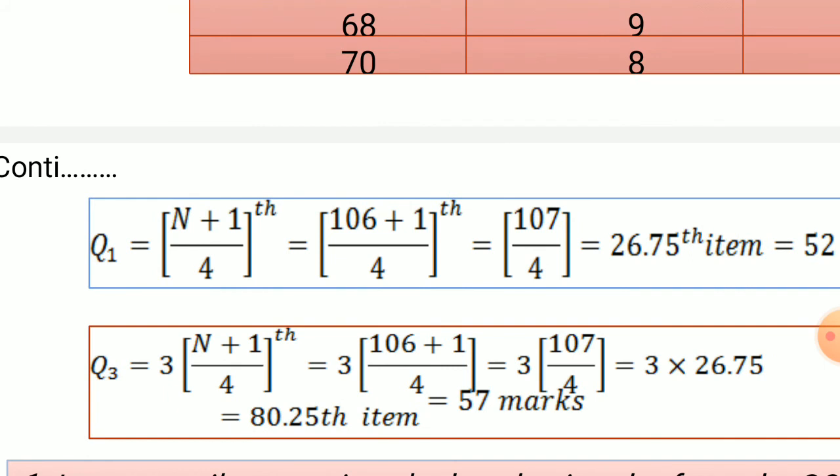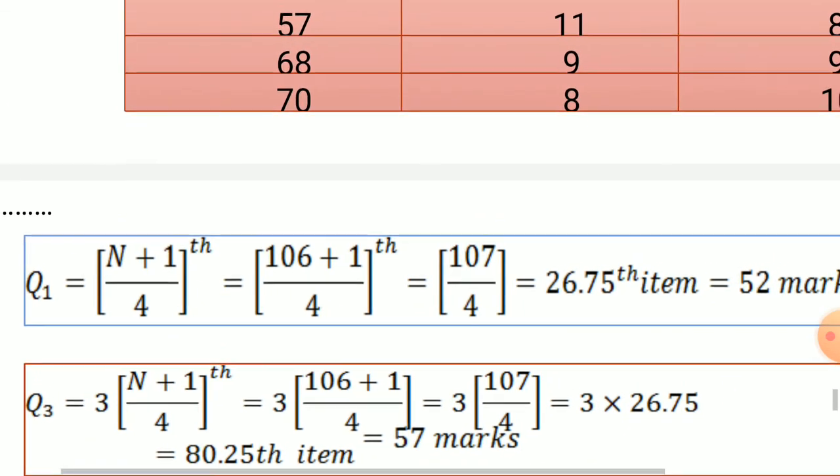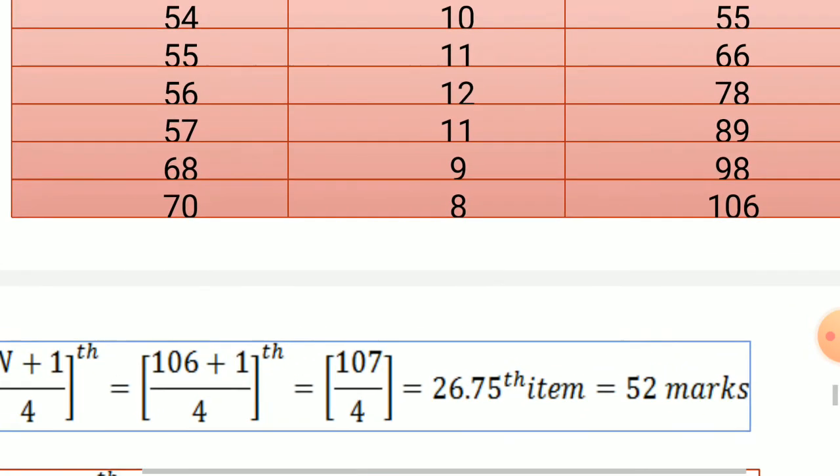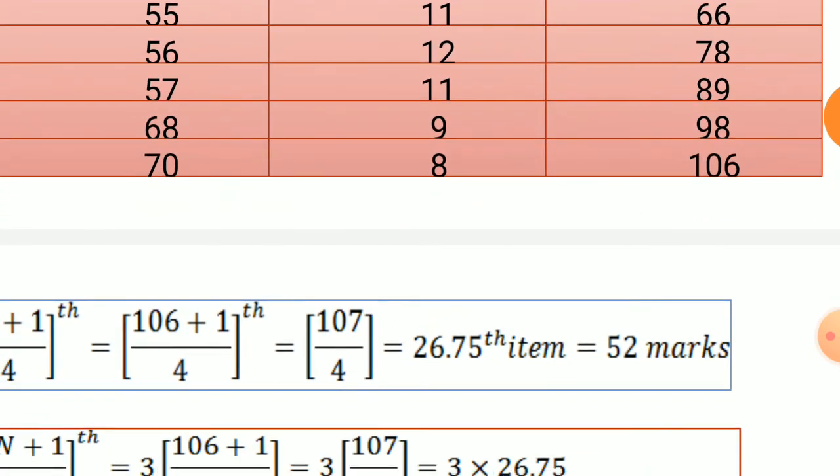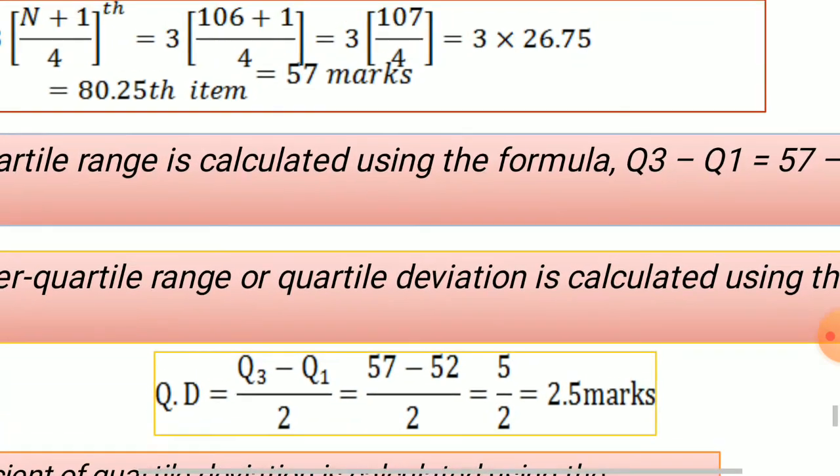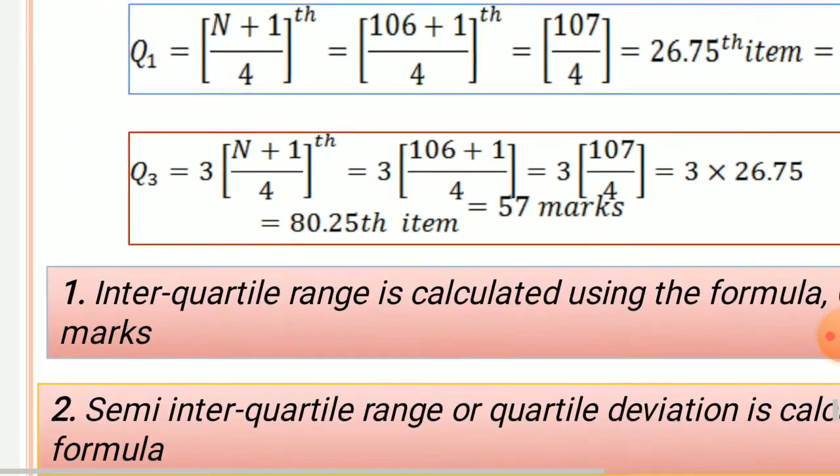calculate q3. q3 is equal to 3 into (n plus 1) by 4th. 3 into n, total frequency 106 plus 1 by 4, 3 into 107 by 4. Therefore 3 into 26.75 is equal to 80.25 item. So we have to ascertain where it falls in the CF column. So in the CF column it lies in 89 CF. Therefore against that the value is 57. Therefore 57 marks is the q3 value.